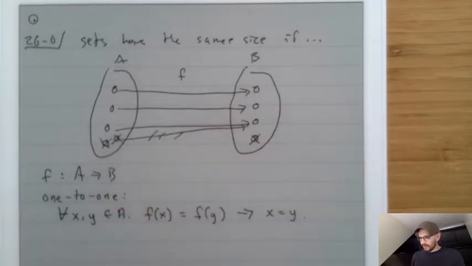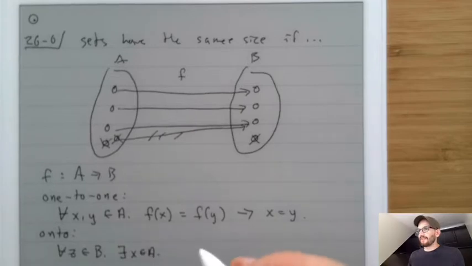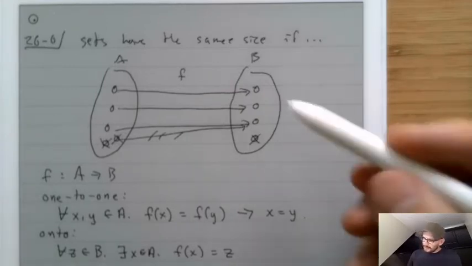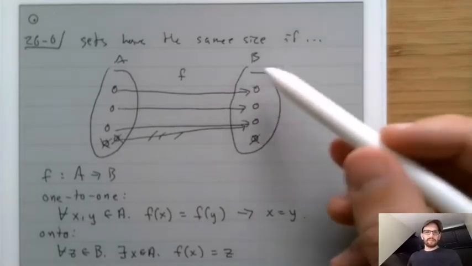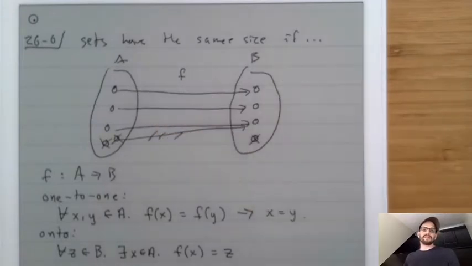Okay? The other property is called onto. And it guarantees that there's no leftover B stuff. And it looks like this. It says, for all z's inside of B, there exists an x inside of A such that f of x equals z. So this basically says that everything that's over here in the B space, there's something over in the A space that maps to it. There's nothing that's left out.